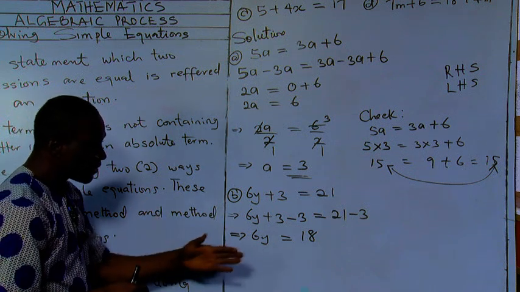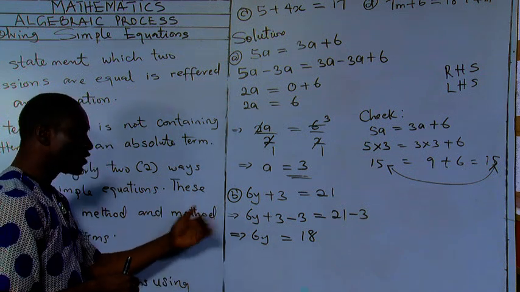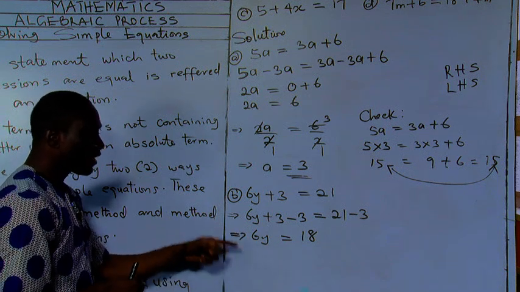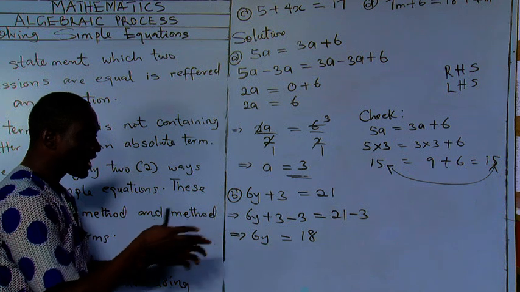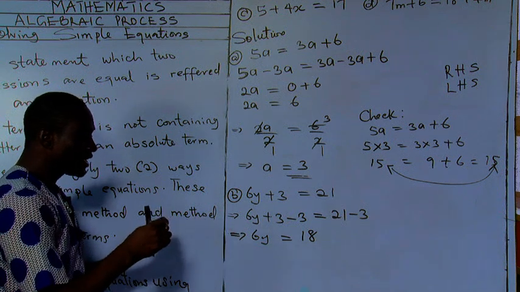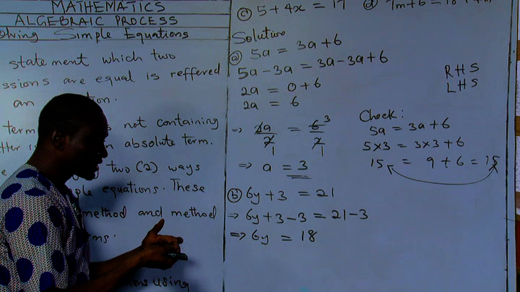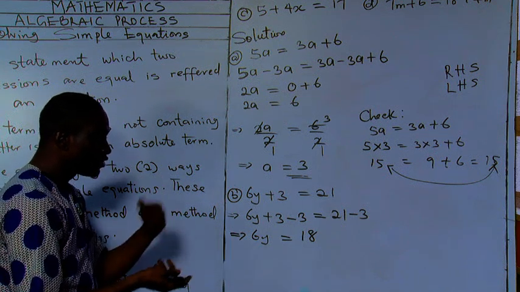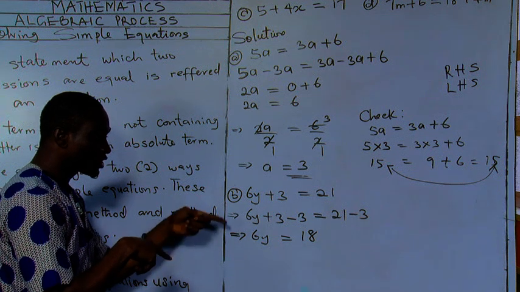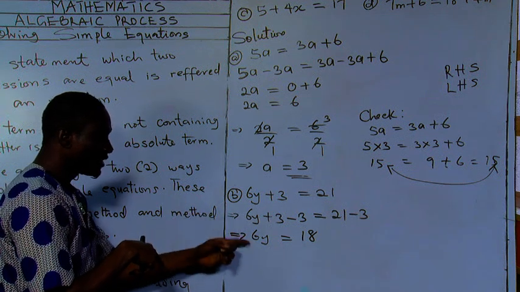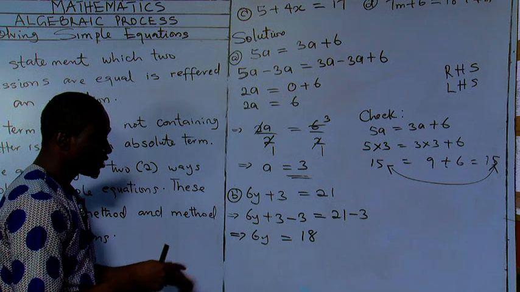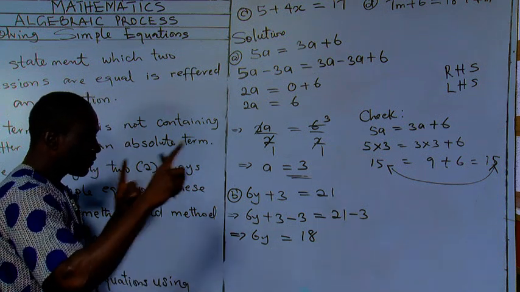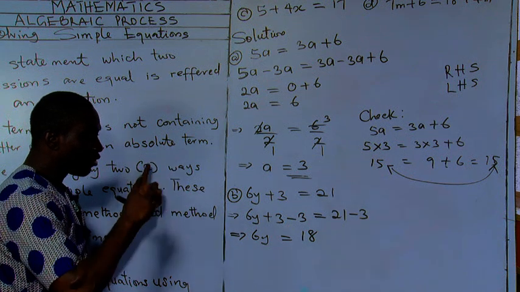What is standing on the way of y? 6 is standing on the way of y. And what type of relationship is 6 having with y? It is a product relationship, a multiplicative relationship. So you have to do the opposite operation to take away the 6. That is division, and you have to carry out division on both sides.